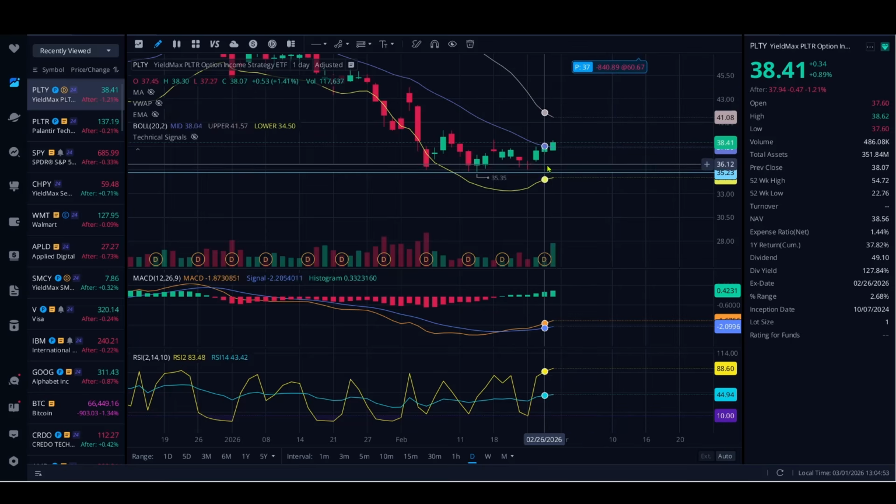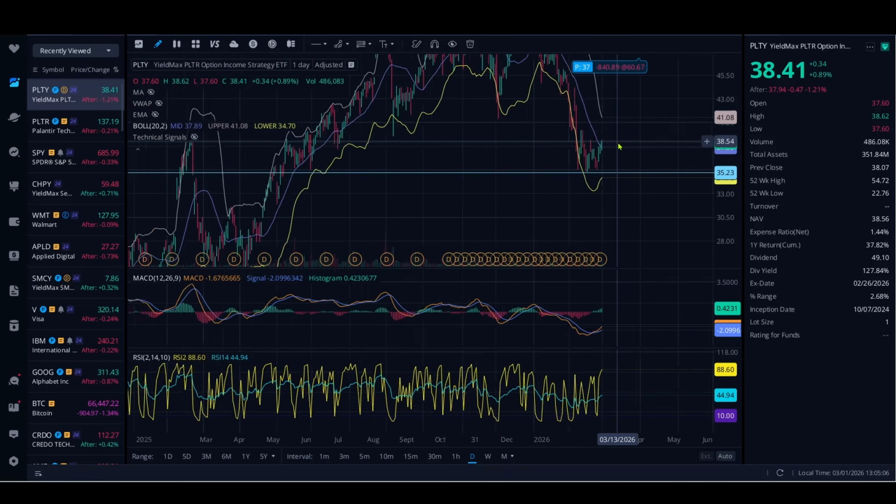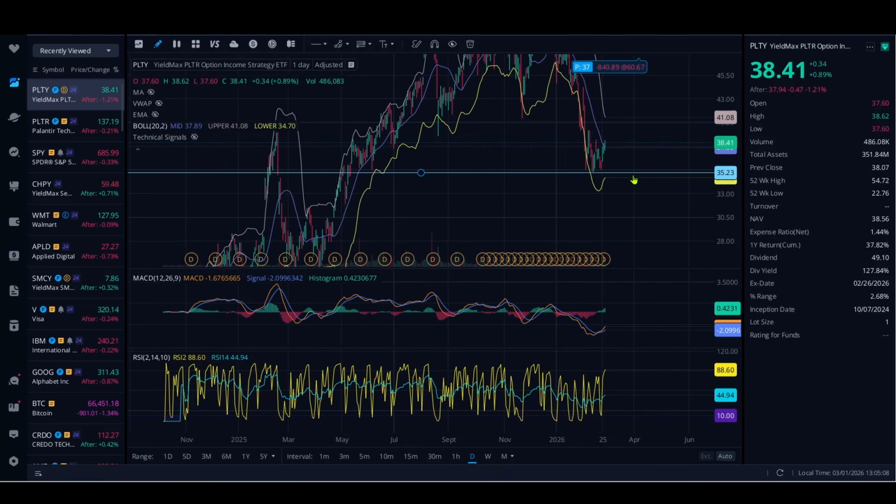Now that does not mean that PLTY is going to move on up, and it does not mean Palantir is going to move on up. But it does seem that there is a bit of a support line right here in this area. So I wanted to point that out as I thought that was pretty interesting.